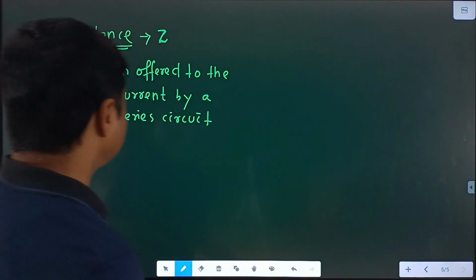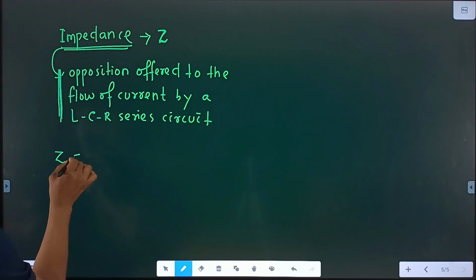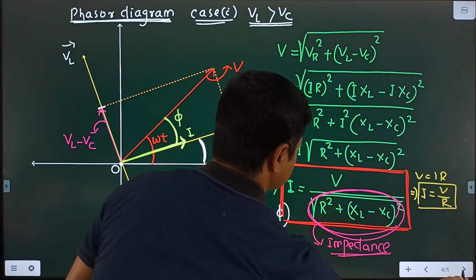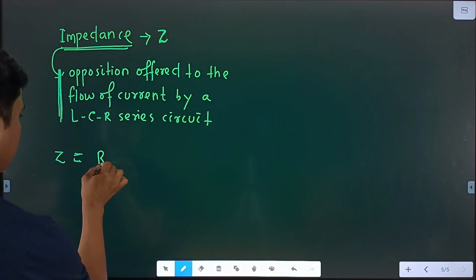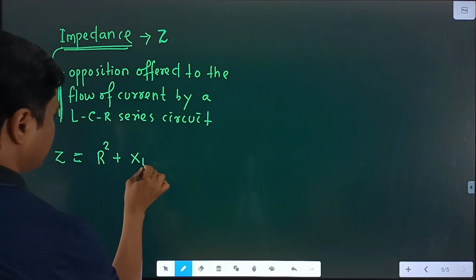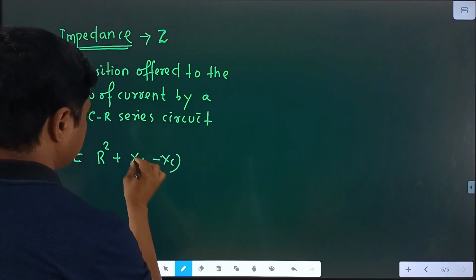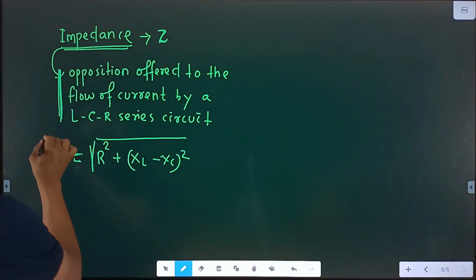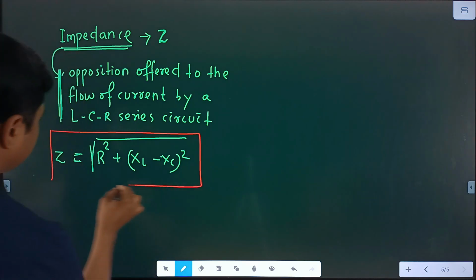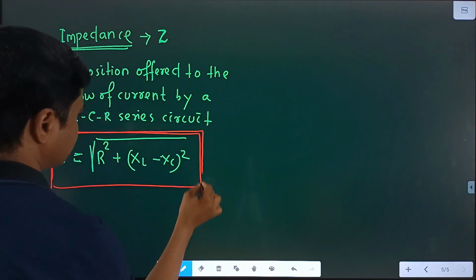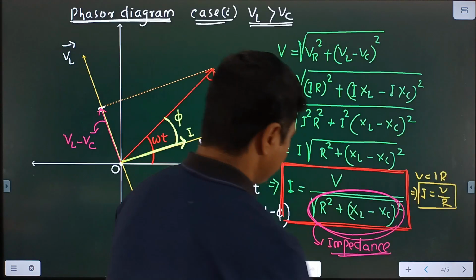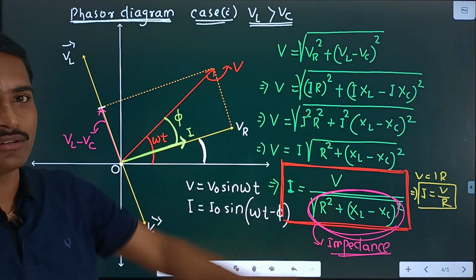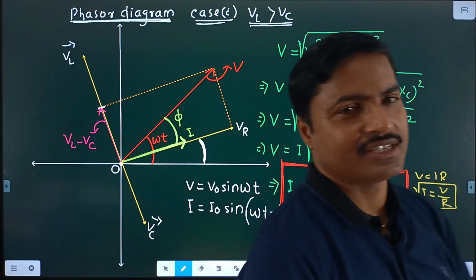Then what is the mathematical expression of impedance? We write Z is equal to the square root of R square plus XL minus XC whole square. Clear? This is the expression of the impedance in case of a series LCR circuit, and this is the expression of the current in case of a series LCR circuit, but the condition is VL is greater than VC.